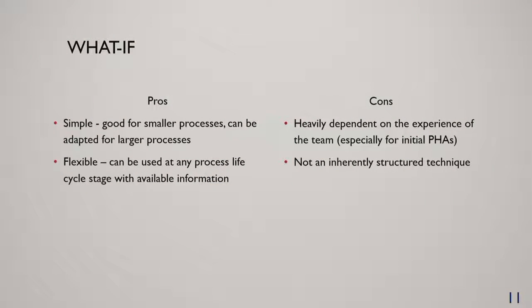So this is just a simple what-if table that I took from the CCPS Guidelines for Hazard Evaluation Procedures book. But typically you'll see a question posed, the hazard that's related to that question, the consequence, what potential safeguards are there, and any recommendations if needed to either beef up your safeguards or find a way to improve your process. So some of the pros and cons, again, the what-if is relatively simple and it is quite flexible.